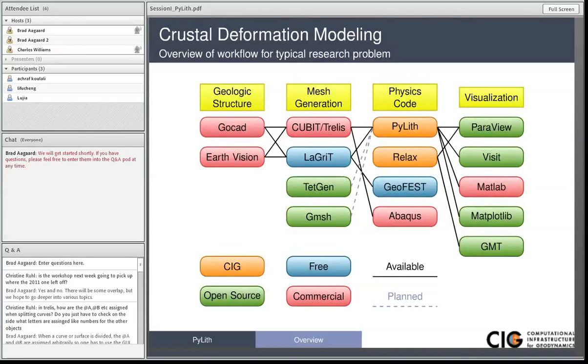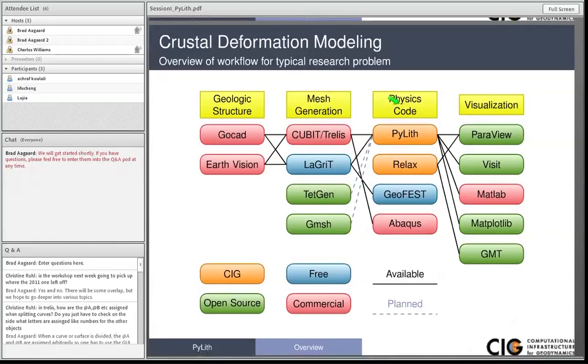This is a diagram showing a typical workflow in a research problem using Pylith. So we have the physics code here, with Pylith being a code developed by CIG that's open source. It uses a finite element mesh, so you must get that mesh from somewhere. Generally, we get a mesh from Cubit. Previously, we've worked with LaGriT, which is a freely available grid toolkit from Los Alamos National Laboratory.